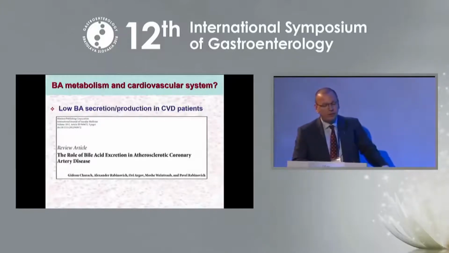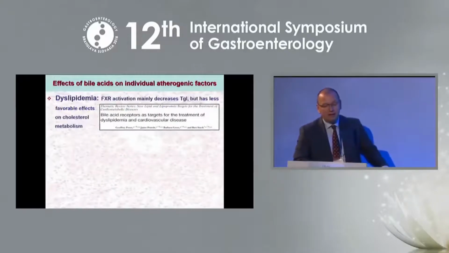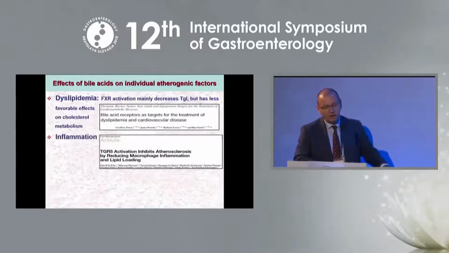What do we know from clinical medicine? What is the clinical evidence? We know that patients with cardiovascular diseases have low bile acid secretion, as described in several papers by these Israeli authors. Bile acids can also affect individual atherogenic factors. They can affect dyslipidemia, acting via FXR modulation in the liver tissue. They can also influence inflammation, acting via TGR5 modulation on the level of macrophages.